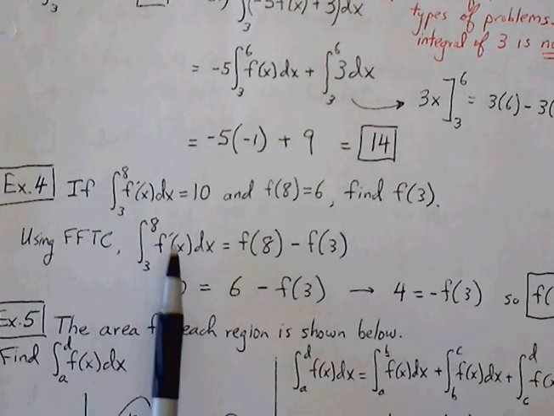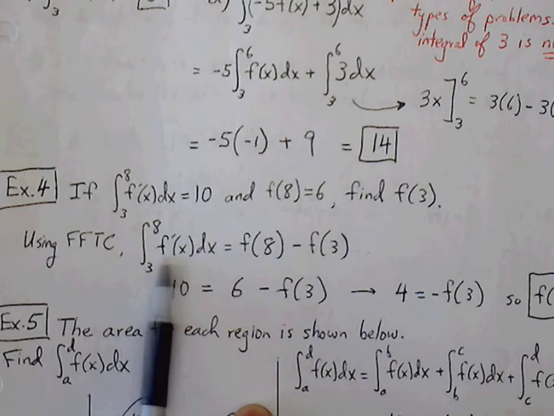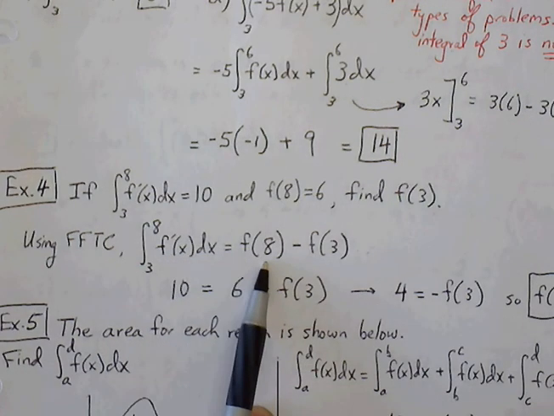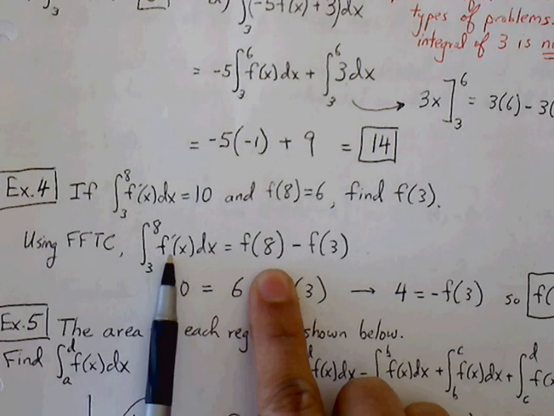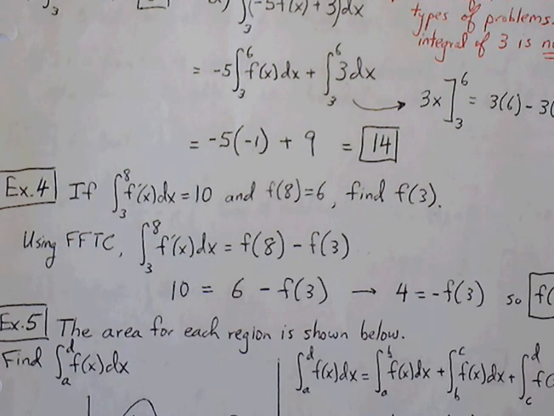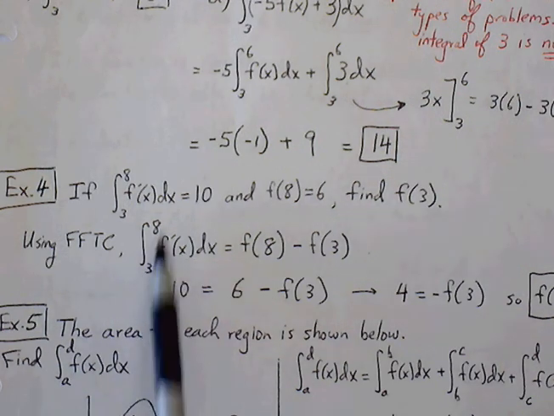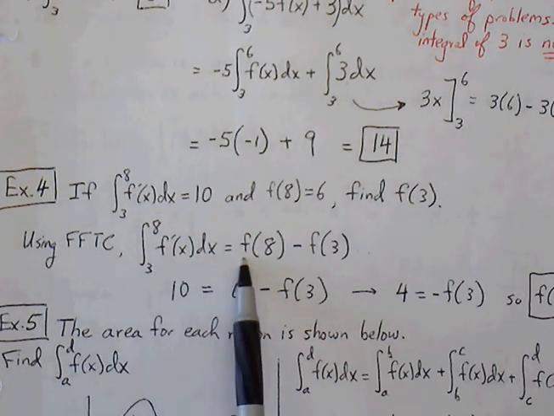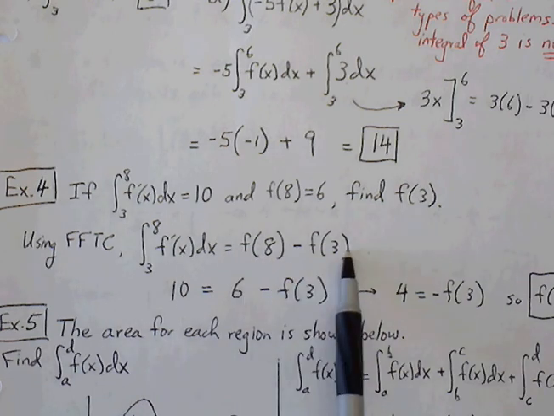So rather than using lowercase f and uppercase F, we're just using f prime and f of x. The relationship between these two is the same thing as little f with big F. You'll see a lot of different notations representing f prime, and a lot of different notations representing the original function. So we know this is true: the definite integral from a to b of f of x is equal to uppercase F of 8 minus uppercase F of 3.